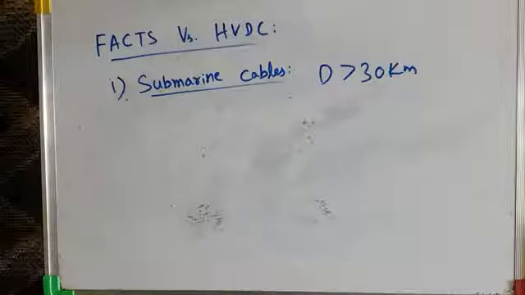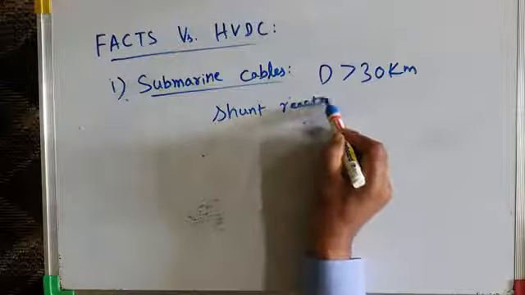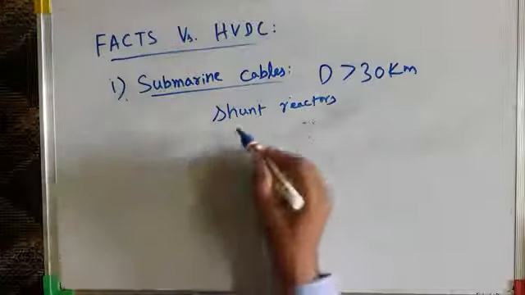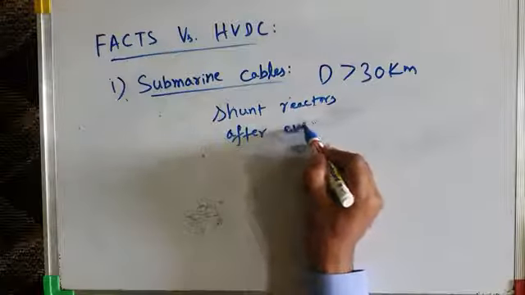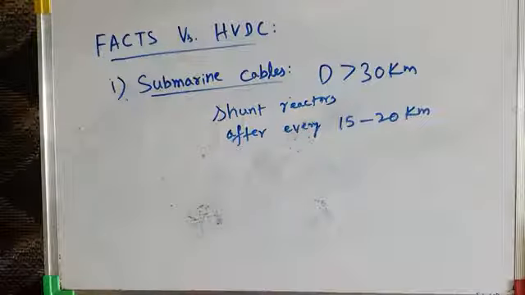What is the solution to this problem? If you still want to transmit power over submarine cables, the solution is that you install shunt reactors along the route of the cable after every 15 to 20 kilometers. So we lay shunt reactors or inductors after every 15 to 20 kilometers and connect them across the cables so that they absorb the reactive power. But it requires allocation of land, it's a very costly affair, and it's not practically feasible.